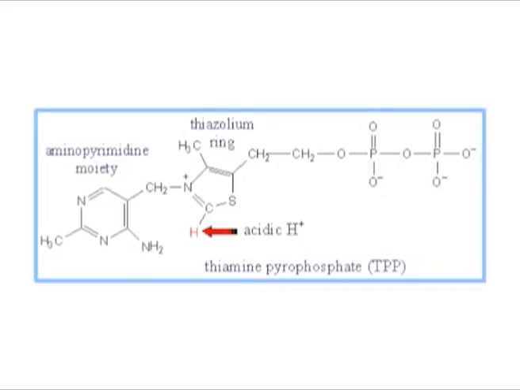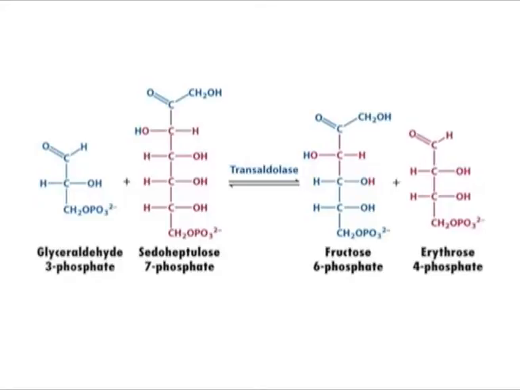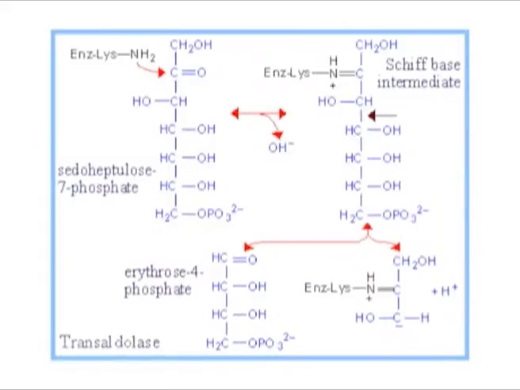Thiamine pyrophosphate is used to stabilize a 2-carbon carbanion intermediate. Step 4. Glyceraldehyde 3-phosphate and pseudoheptulose 7-phosphate are further converted to fructose 6-phosphate and erythrose 4-phosphate by transaldolase. Transaldolase catalyzes transfer of a 3-carbon dihydroxyacetone moiety from pseudoheptulose 7-phosphate to glyceraldehyde 3-phosphate.